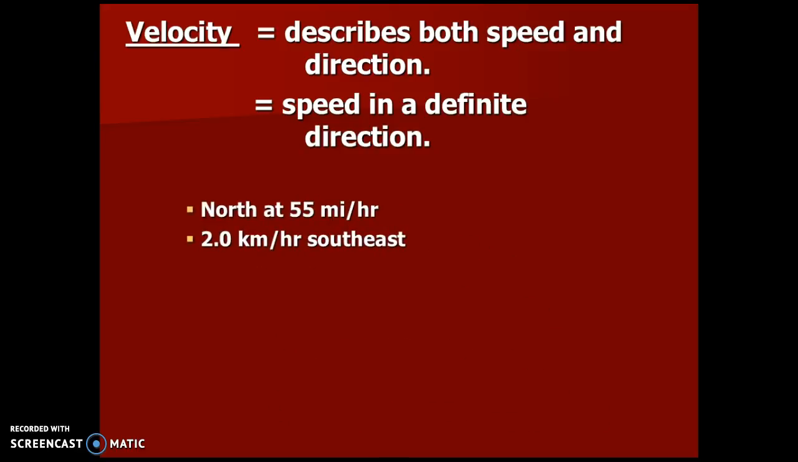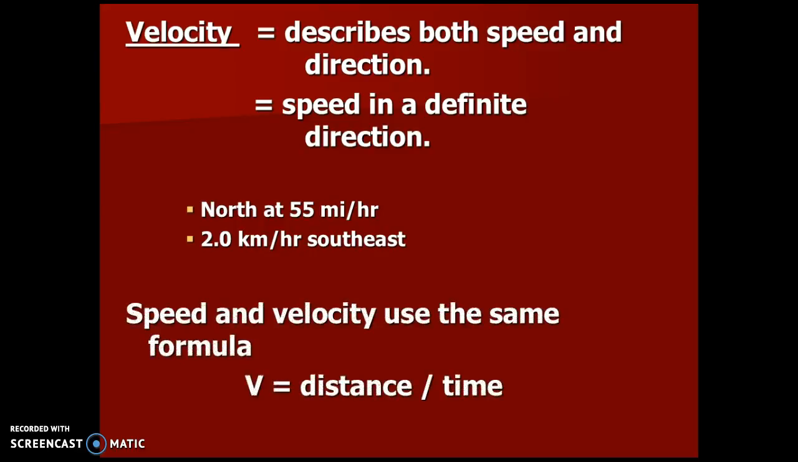So a couple of examples that you have is you have north at 55 miles per hour or 2.0 kilometers per hour southeast. If you didn't have the directions, they would just be speed. But since you have the north and the southeast, those are considered velocities. Uses the exact same formula, so it doesn't get super crazy. V equals distance divided by time.